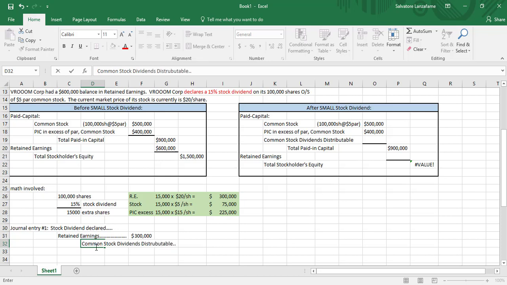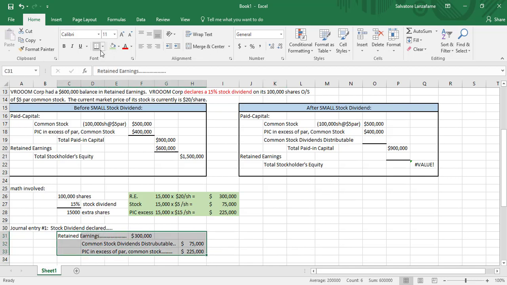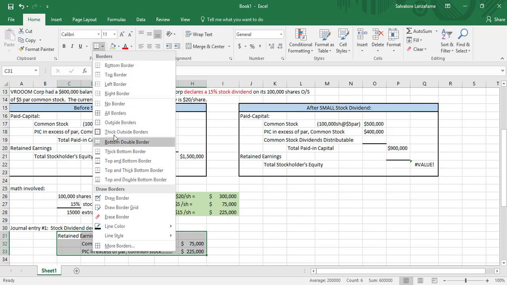It's almost theirs. We can't quite give it to them. And that's going to be at the par value of $75,000. So because my debit doesn't equal my credit, I need that paid-in capital account in excess of par, and that's where the 225,000 is coming from: 300,000 minus the 75,000, and there we go. So that's your first journal entry. That is when we declare a stock dividend.